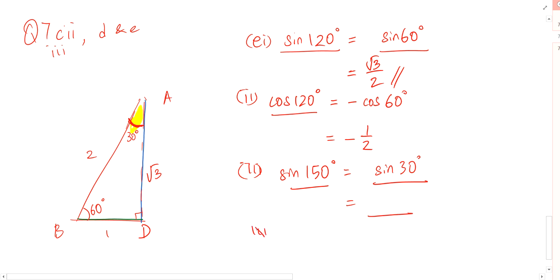Part 4. Cosine 150 degrees equals to negative cosine 30 degrees. Get the answer and done. I want you to observe my working. What am I highlighting? Degrees. Is it important to put on the degrees over here? Why?